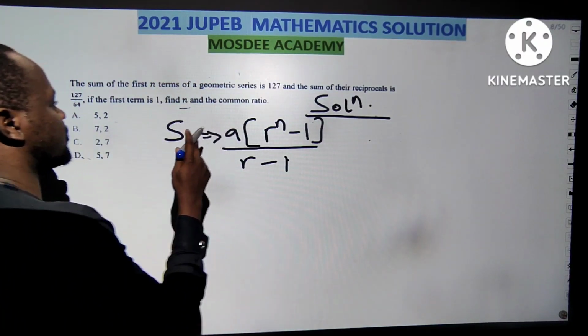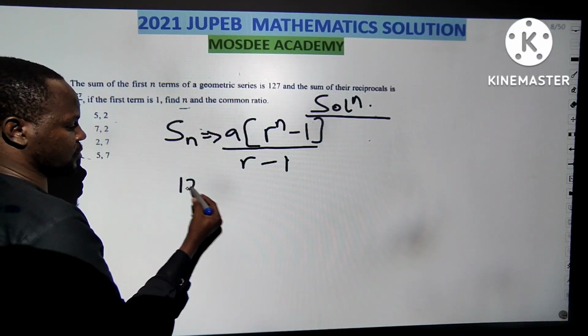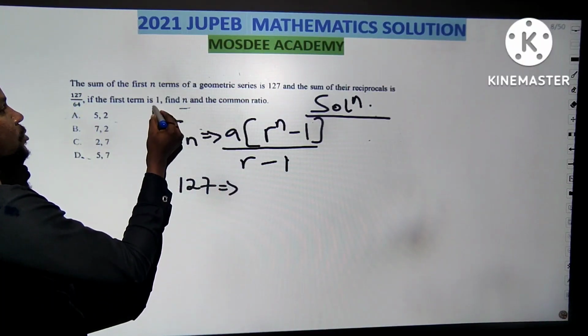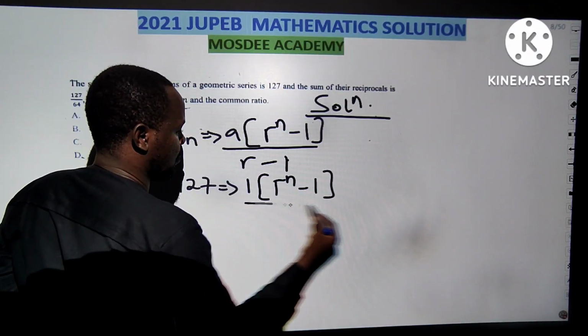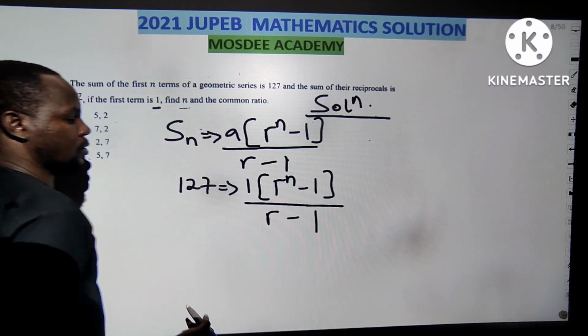So the sum of the series is 127, that's 127 equals the first term, 1, times R raised to power n minus 1 over R minus 1. So that's the first line.